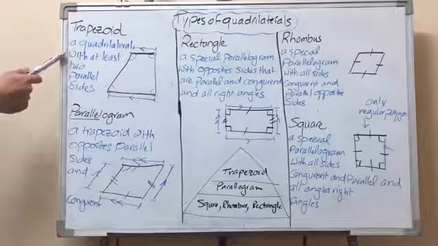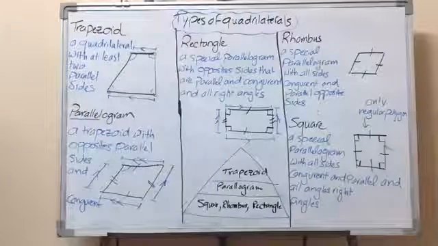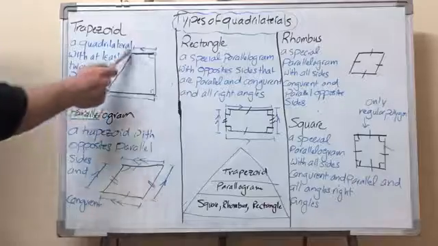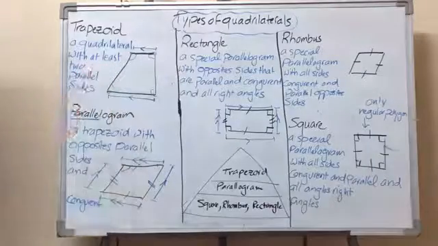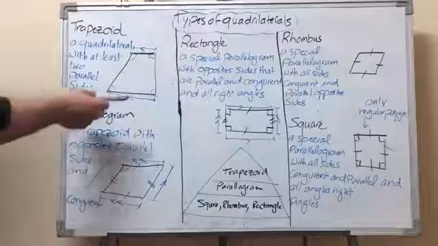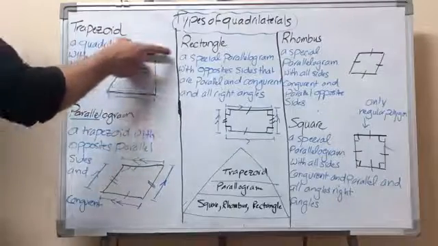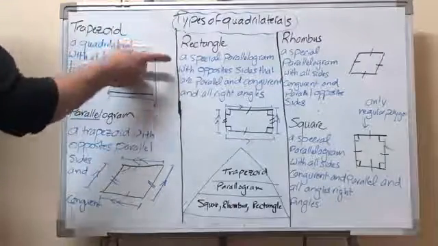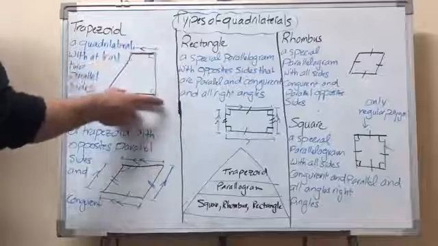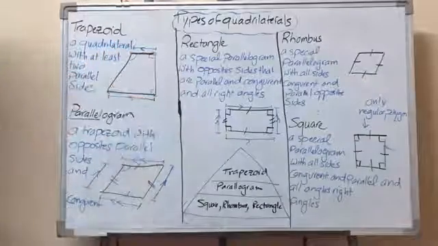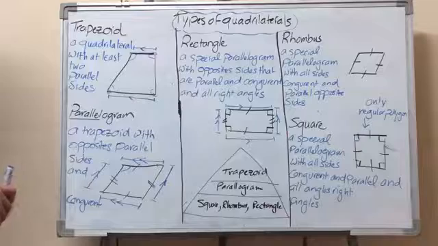It's a quadrilateral with at least 2 parallel sides. A quadrilateral means it has 4 sides, 4 angles, and 4 vertices, and it has at least 2 sides that are parallel. They are the same distance apart and they never meet. Here are our 2 parallel sides. So it must have at least 2 parallel sides.